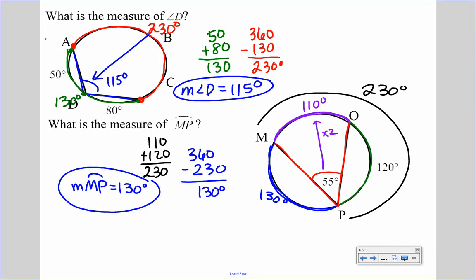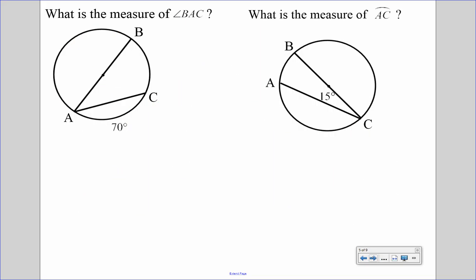So you have to be very careful of what you're looking for and what is given to you, and just start filling things out. Let's try another one. For this left one, it says, what is the measure of angle BAC? Let's look at this, angle BAC. We're looking for this angle right here.